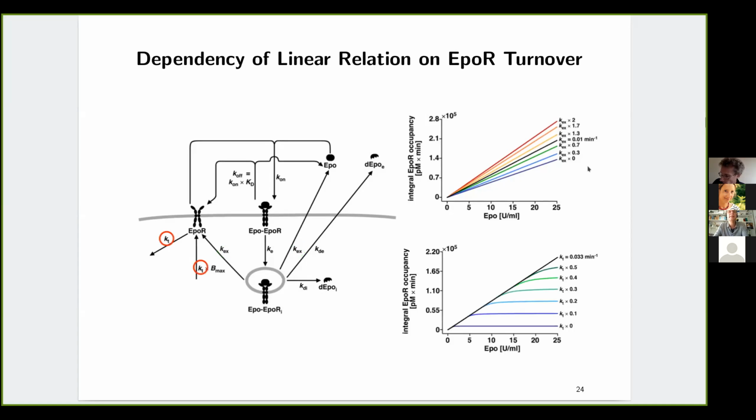On the other side, if we look at this constitutive turnover, here is the estimated value. And now if we decrease this, you see linearity breaks down. So therefore, it is this constitutive turnover that serves for the linear relationship, and the recycling just puts the slope on it.